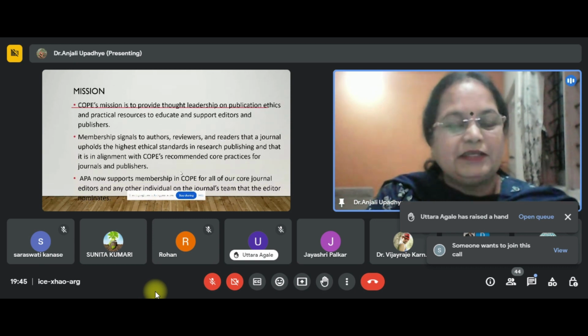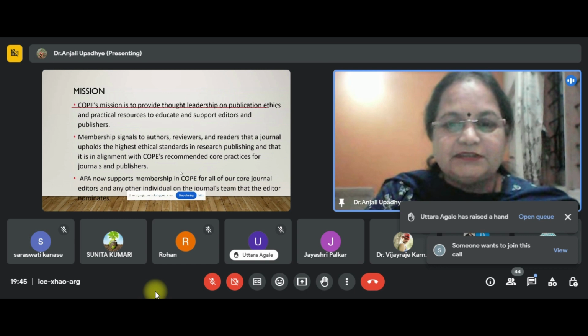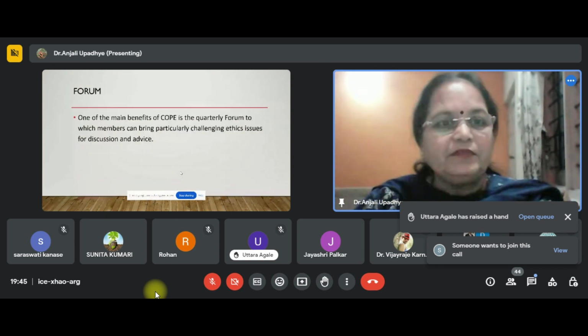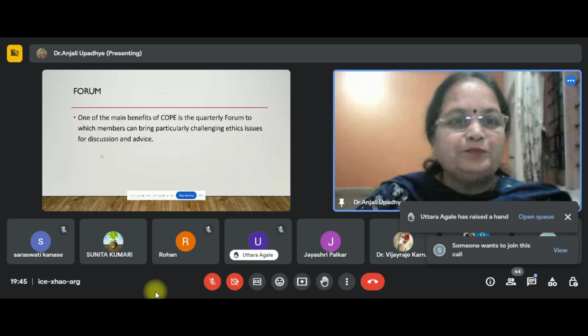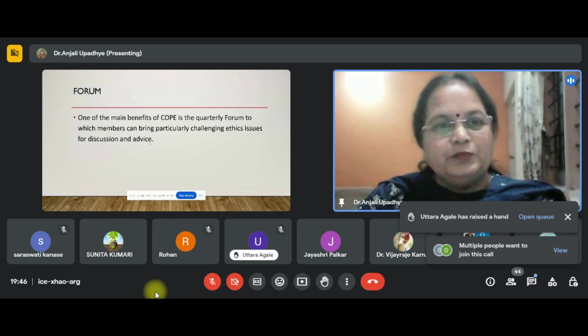Now APA supports the membership of the COPE. Take Elixir, take APA, take all the highest impact factor journals. They are following the COPE guidelines. So what is a forum? One of the main benefits is that COPE holds a quarterly forum for members on particularly challenging ethical issues. They discuss and advise all over the globe.